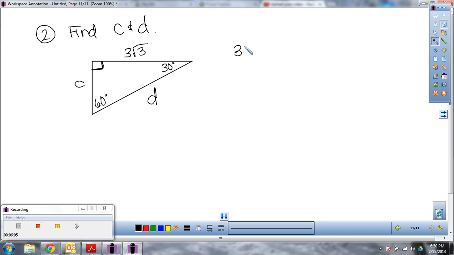Again, we can set up our formula. Across from our 30-degree angle is represented by x. Across from our 60-degree angle is represented by x square root of 3. And across from the 90-degree angle is represented by 2x. In order to find our unknowns, which in this case is c, which is across from the 30, and d, which is across from the 90, we need to use the information that we do have, which is the side across from the 60.